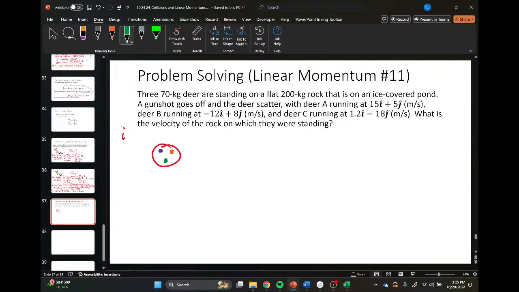Our initial momentum is 0. If you do not realize that they're not moving in the beginning, the rest of the problem falls apart.